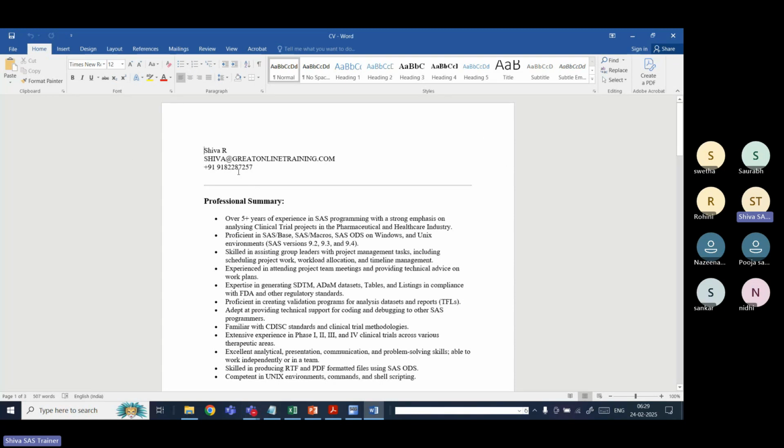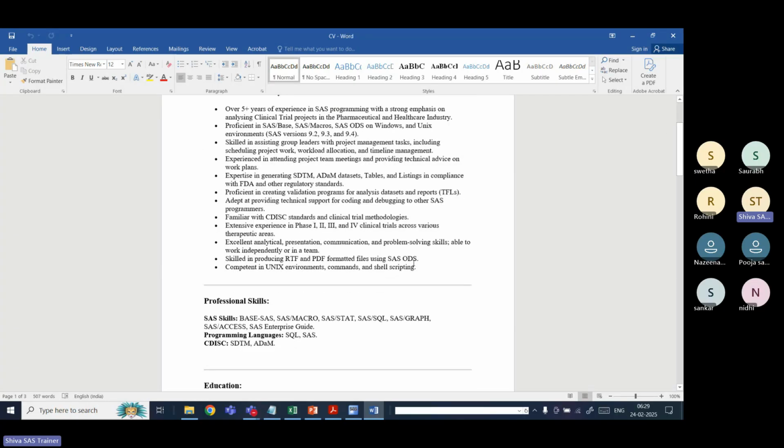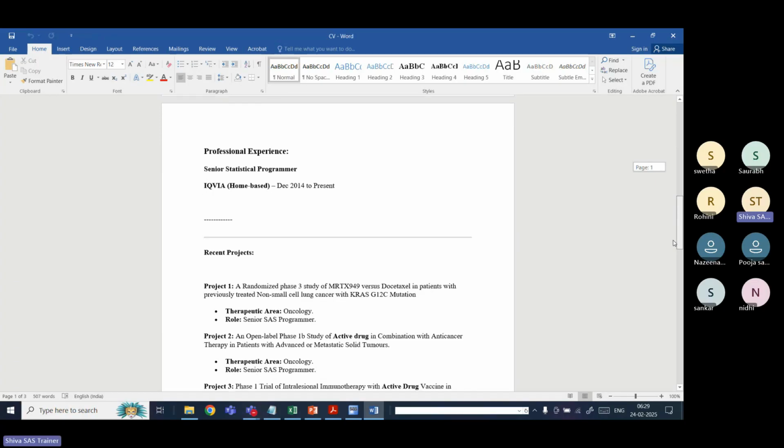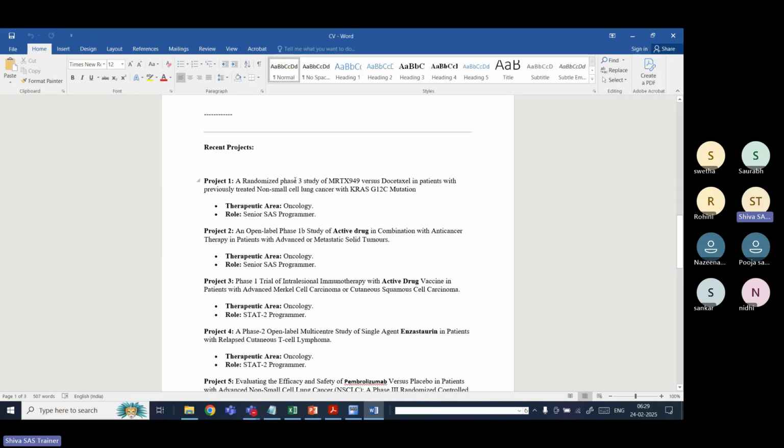Mention your name and your professional summary, 5 plus, up to 5. You already know what things go here, then professional skills and education, and your professional experience, like where you have worked. In the recent project you need to mention. So completely, this is an oncology resume.